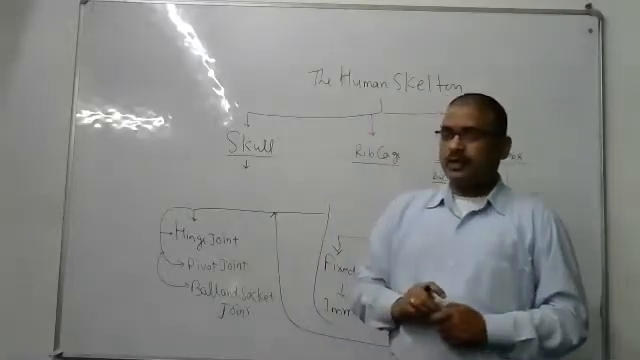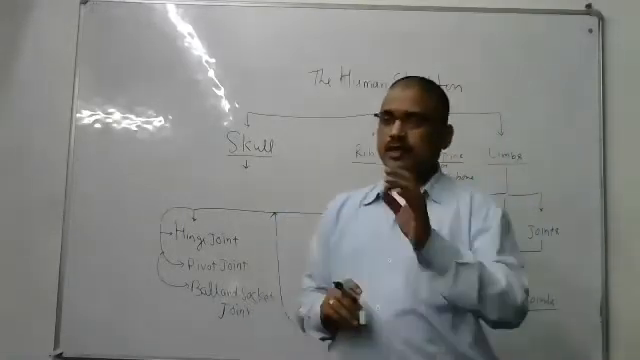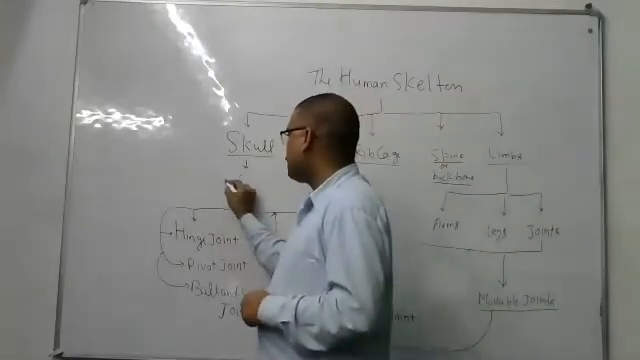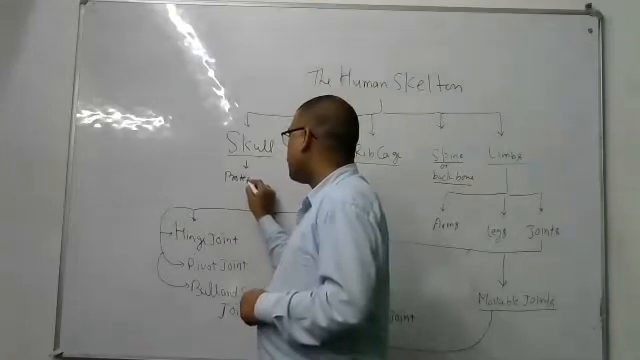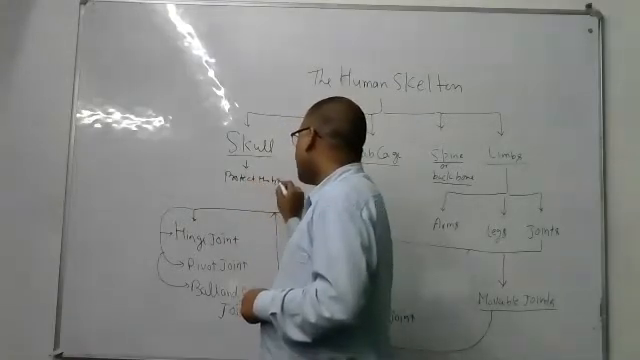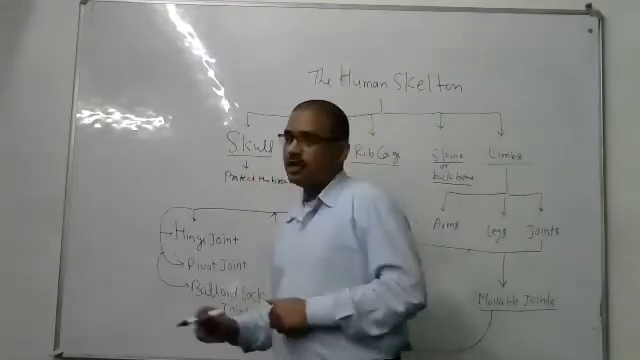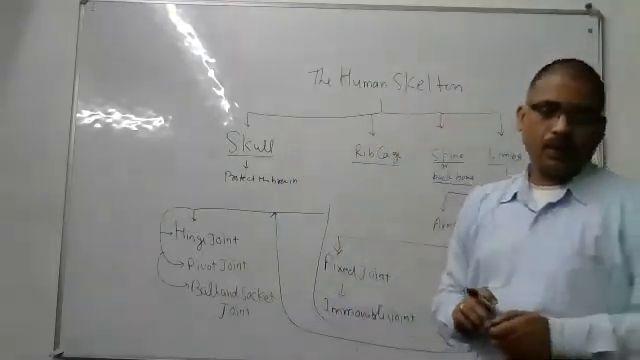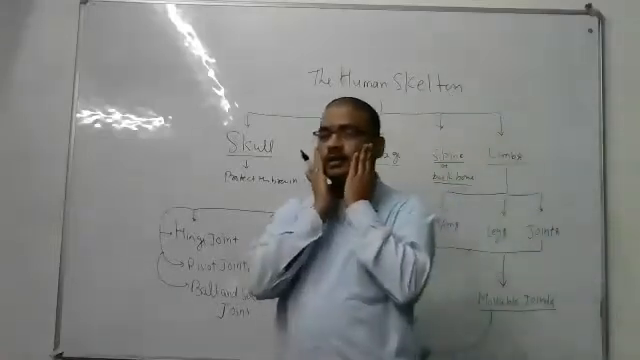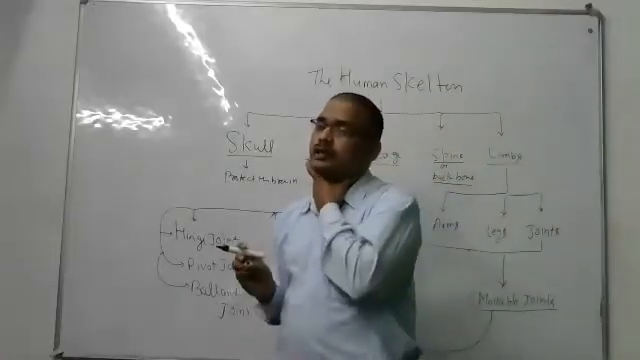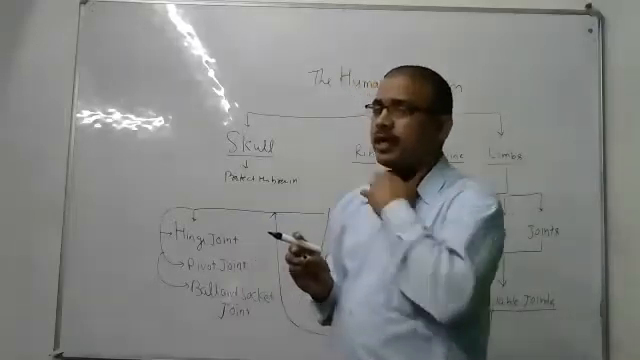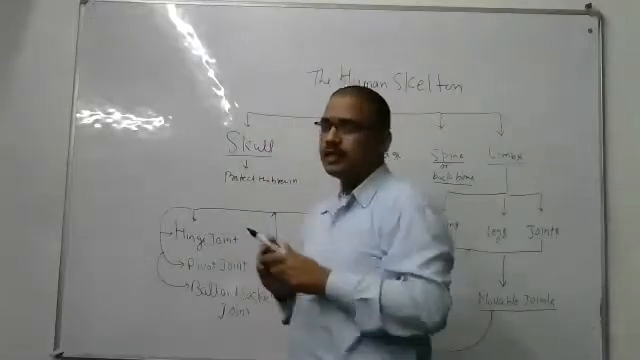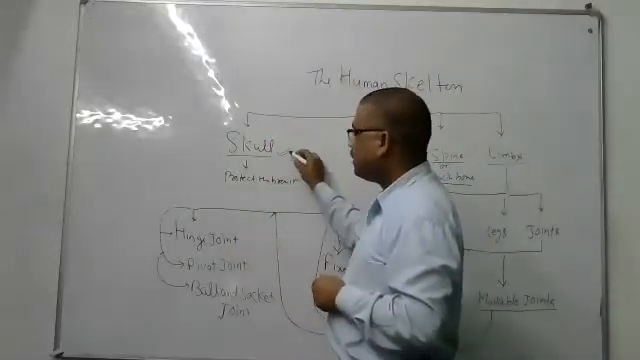What happens here? Skull basically protects the brain. It protects the human brain. And the face part, above the neck, this whole part is basically called the skull. Fine?